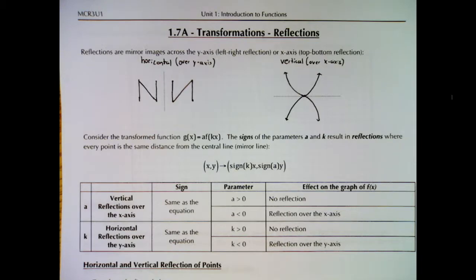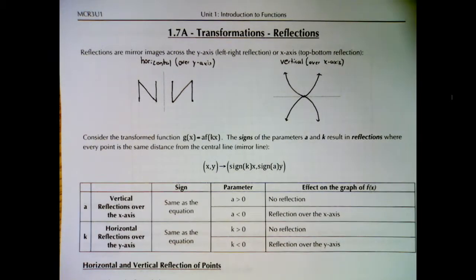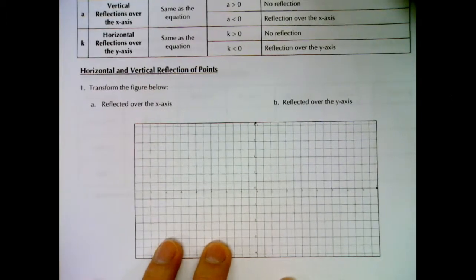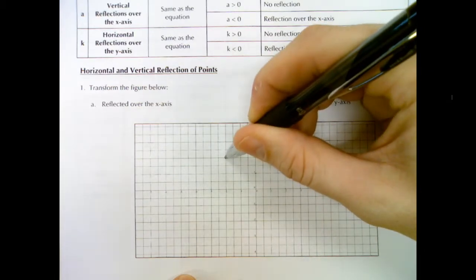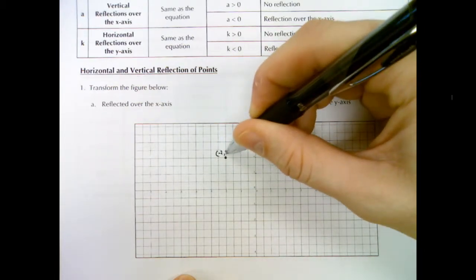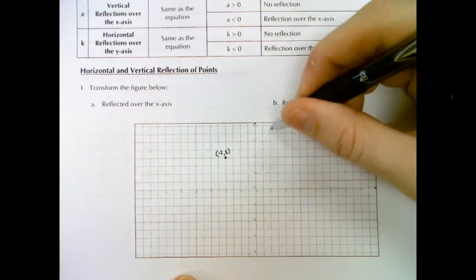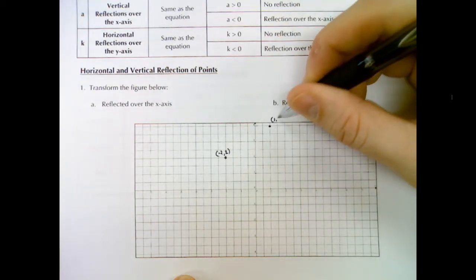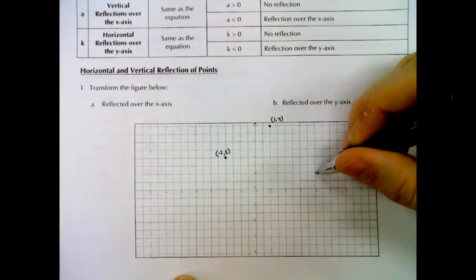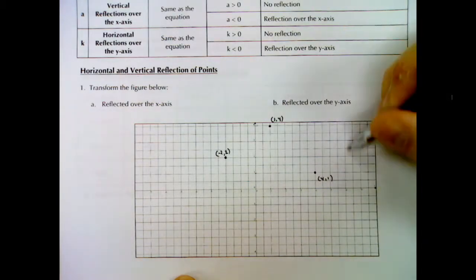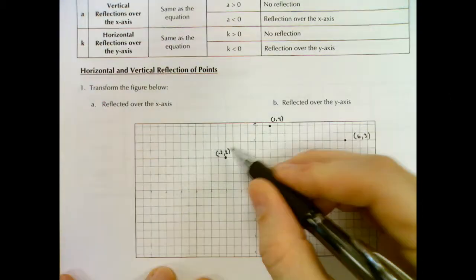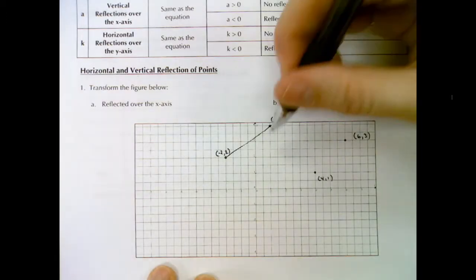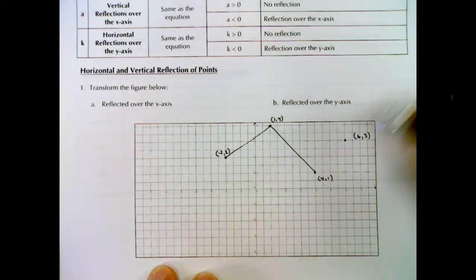So let's do a couple of reflections here. I'm going to draw a figure and pre-draw this one so you actually get to draw it with me. I'm going to draw negative 2, 2. That's my first point. My next point is going to be 1, 4. My next point is going to be 4, 1. My last point is going to be 6, 3. And I'll connect them so you can see this transformation. Usually we wouldn't connect our dots, but it helps with transformations to see it.